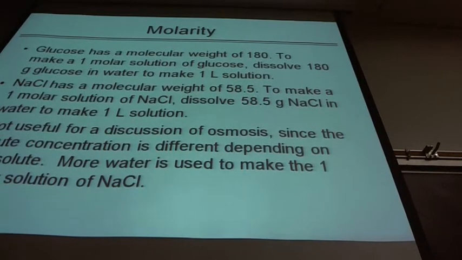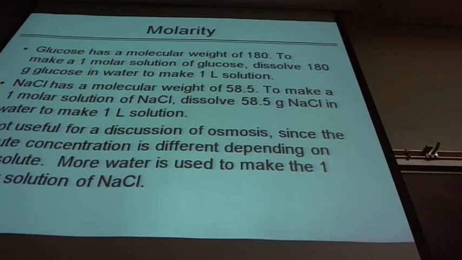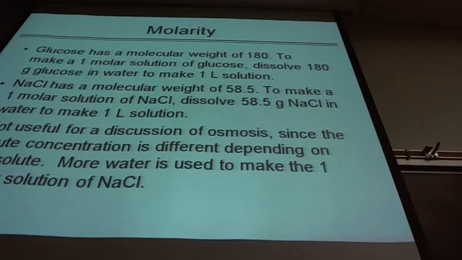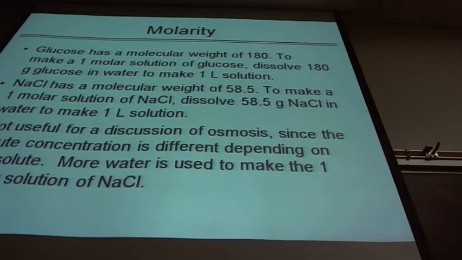Not useful for the discussion of osmosis, since the solute concentrations are different depending on the solute. More water is used to make a 1 molar solution of sodium chloride than it is to make a 1 molar solution of glucose. The ratios are different. That's why we don't use molar, we use molal.